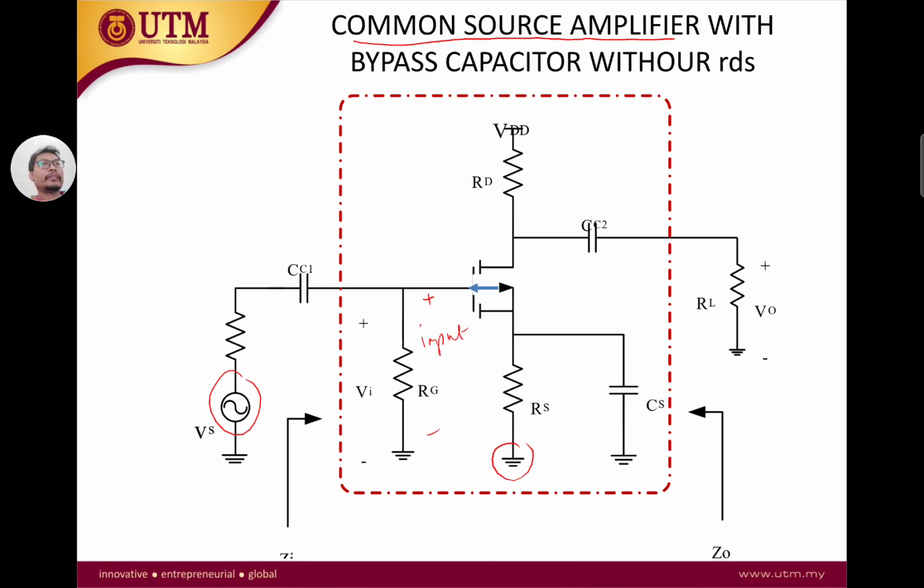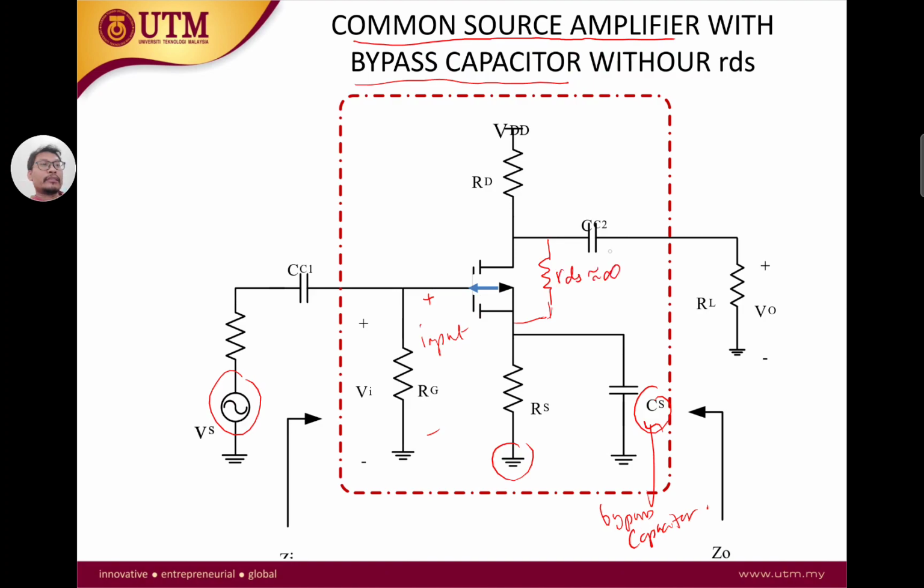Another characteristic of this circuit is that it has a bypass capacitor. Where is our bypass capacitor? This one here is our bypass capacitor, and we will see later on what its purpose is. Some circuits can have a bypass, and some circuits we can remove it and not have the bypass. In this case we have a common source amplifier with a bypass capacitor without RDS. RDS is normally here, between the drain and the source.